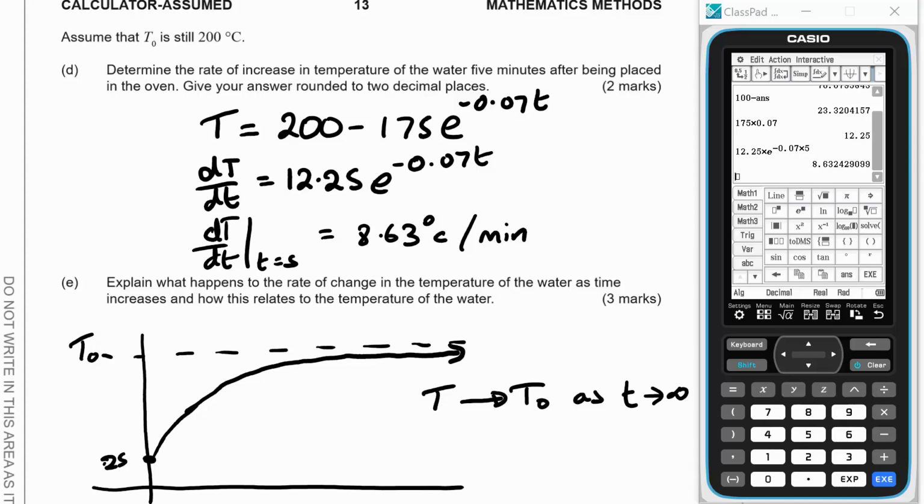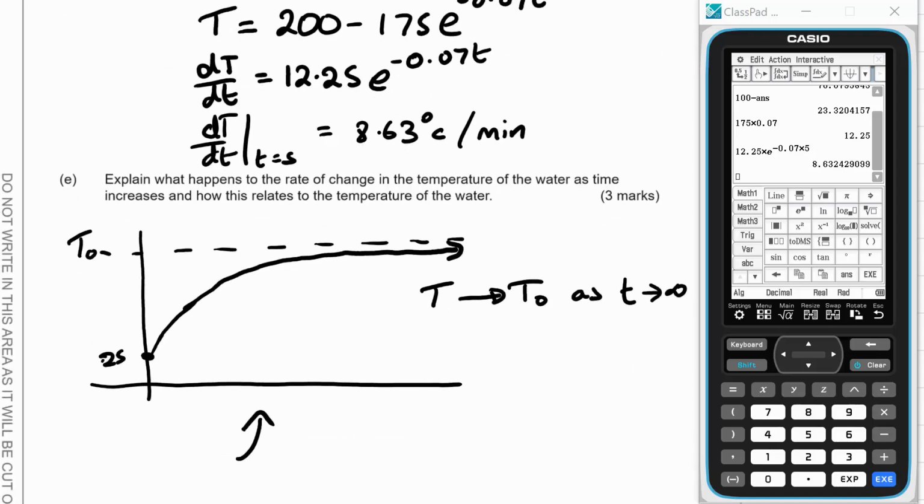I think that does it. The mark scheme basically describes what I've drawn there in words, but to me, drawing a picture like this is as good as any written explanation. So I think I've described the trend in what's happening to the temperature, and I've stated this so we can see the asymptotes.